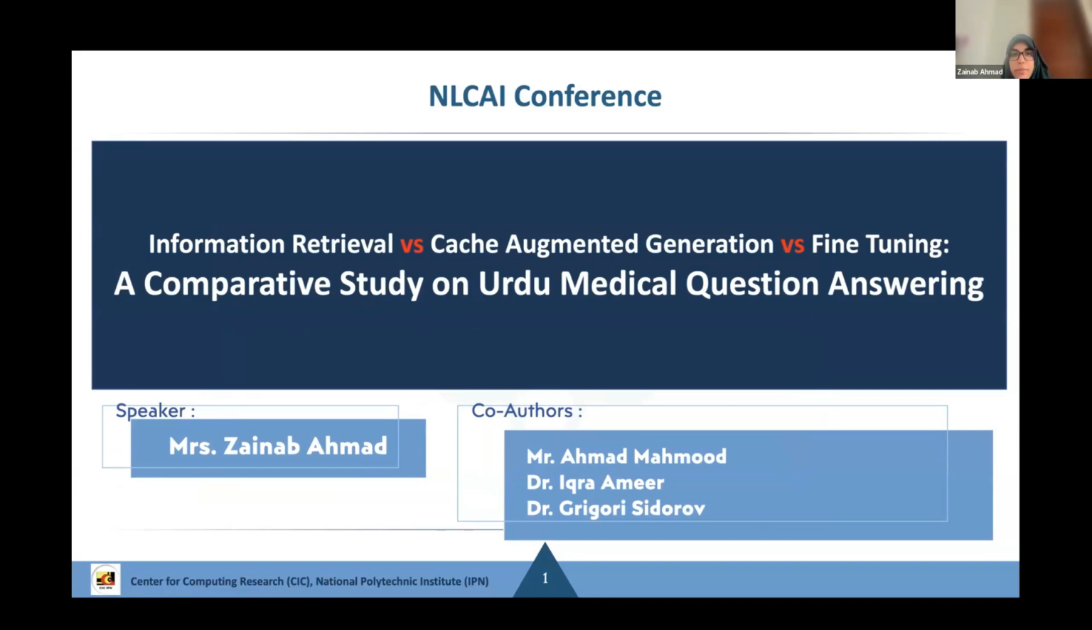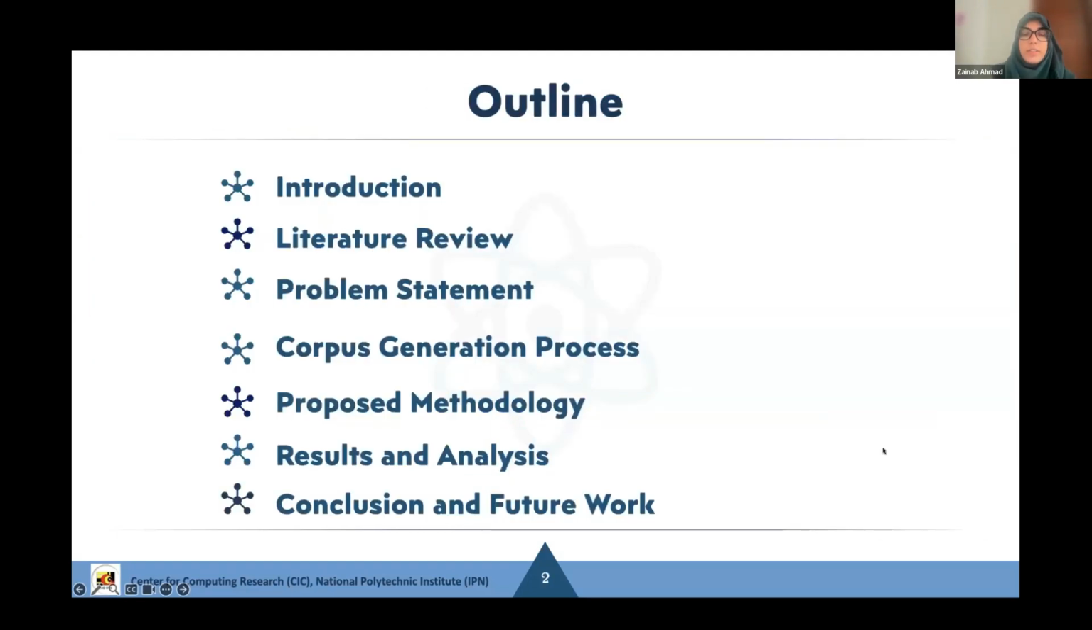So myself, Zainab Ahmad, and I'm here to present my article presentation to NLCAI conference, which is titled as Information Retrieval versus Cache-Augmented Generation versus Fine-Tuning, a comparative study on Urdu medical question answering system.